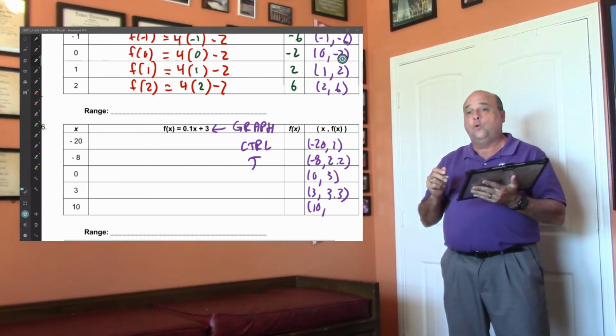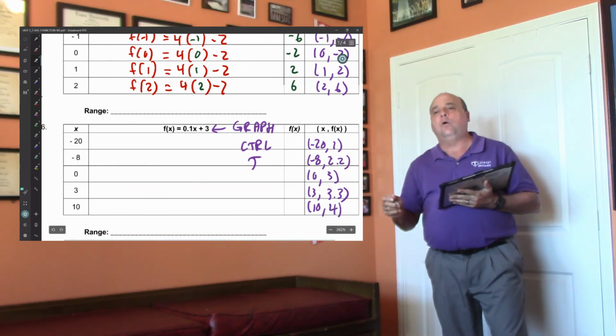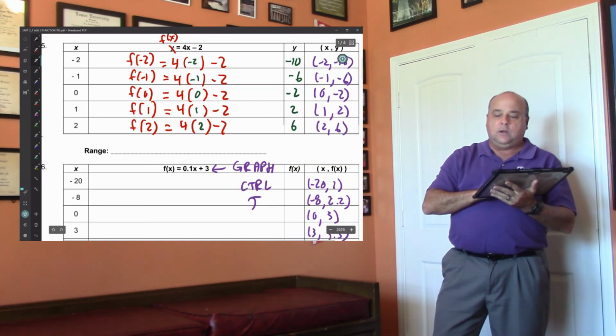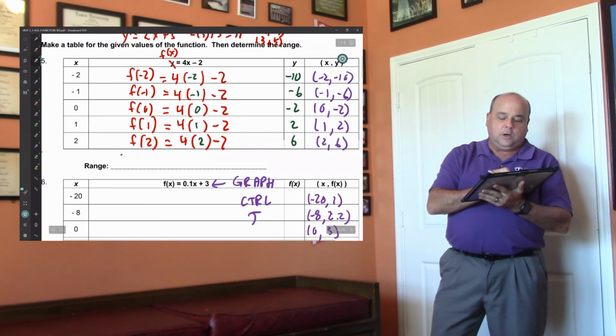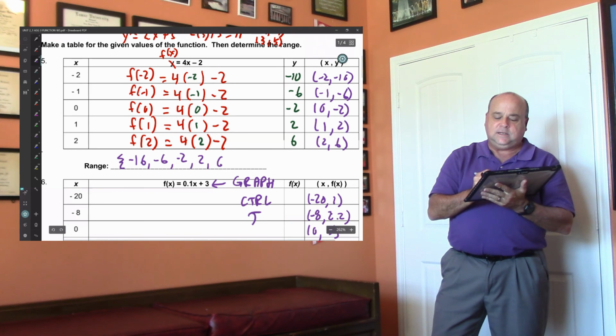And 10 would be 4, wouldn't it? That's doing it with more power. That is fun stuff. Okay, really quickly on this one, the range, you would put a brace, and your range would be negative 16, negative 6, negative 2, 2, and 6.